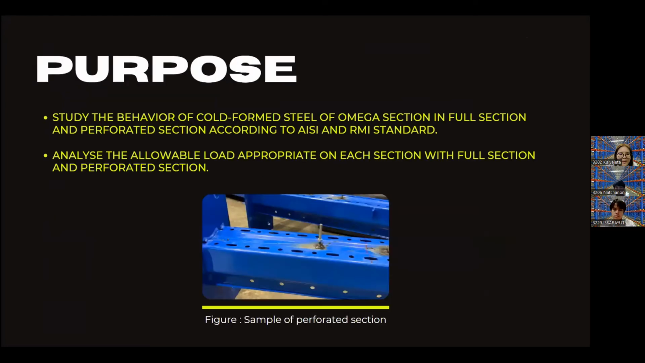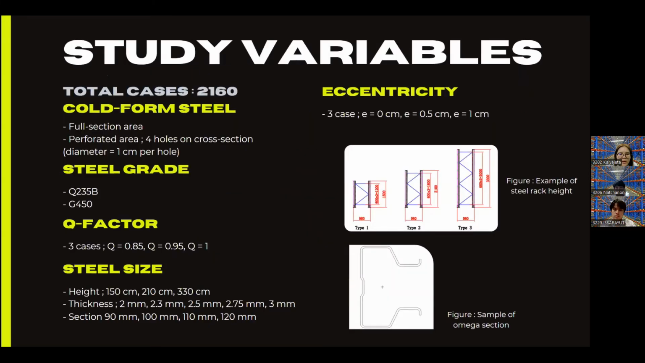The purposes are, first, to study the behavior of cold-formed steel of omega section in full section and perforated section according to AISI and RMI standards, and second, to analyze the appropriate allowable load on each section, with full section and perforated sections. This slide talks about the study variables. We focus on cold-formed steel.